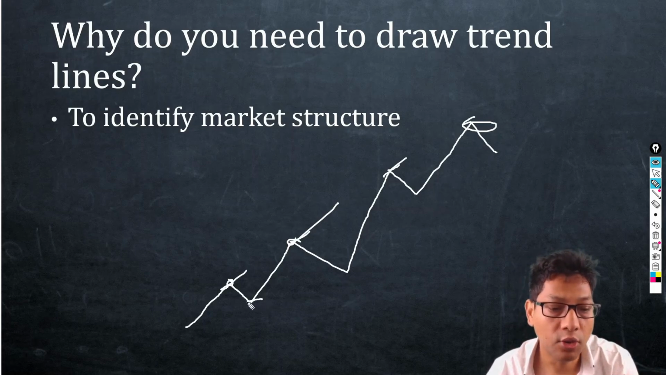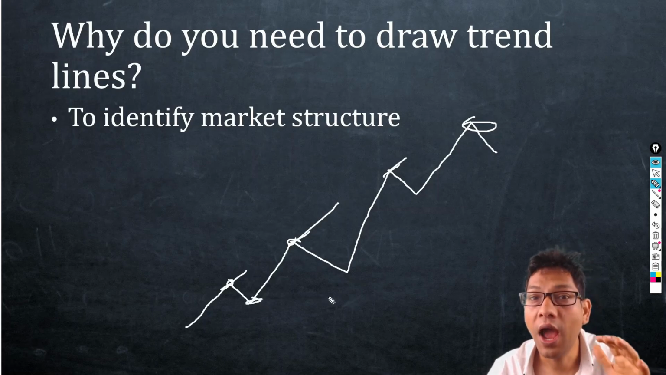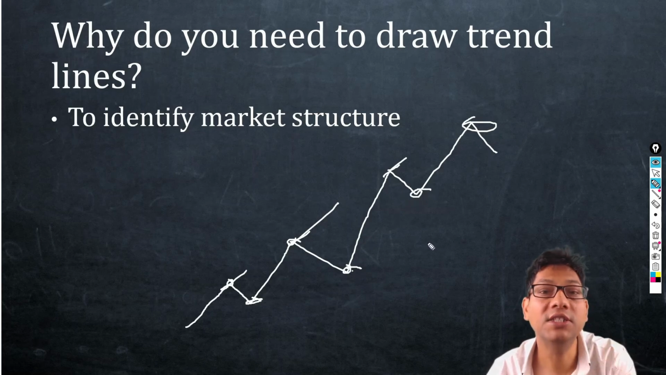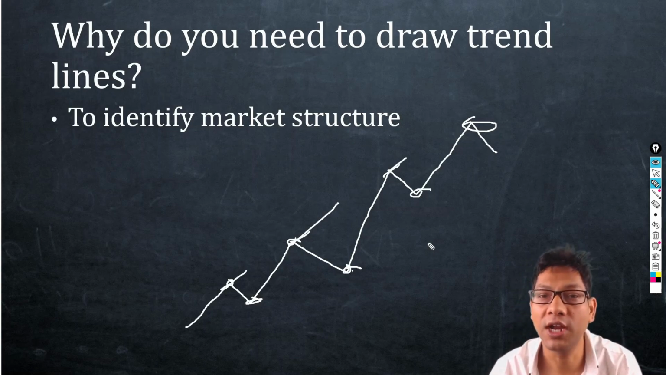And also you need to look at the lows. If you see this low is higher than this, and this low is higher than this, so it is creating a series of higher highs and higher lows. That means it is in an uptrend, and that is called market structure.